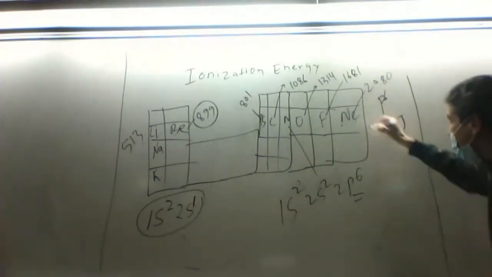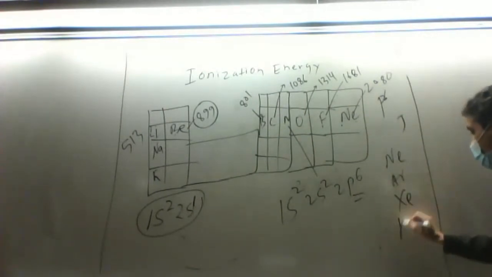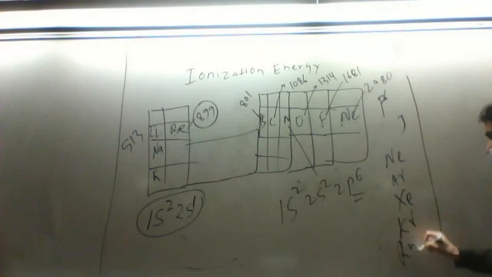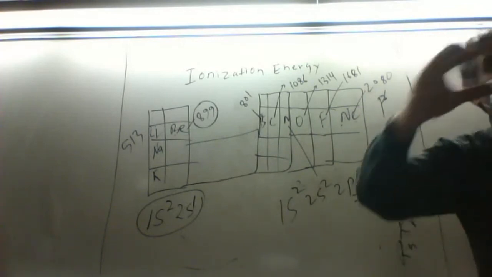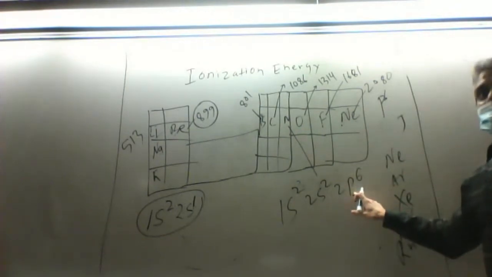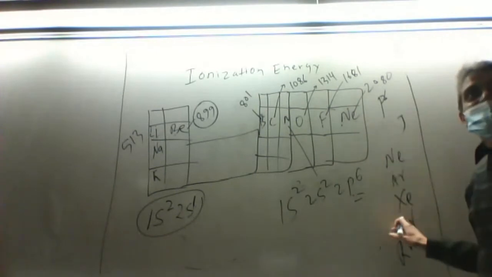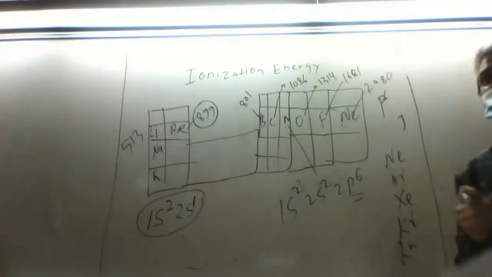So they are called the noble gases. So neon, argon, xenon, krypton, and radon. These gases are called the inert gases. Why? Because their outer orbital is like this, 2p6. So they don't want to easily give their electron in a chemical reaction. So they never react during chemical reactions in chemistry.